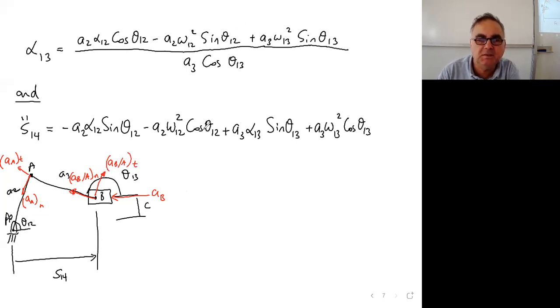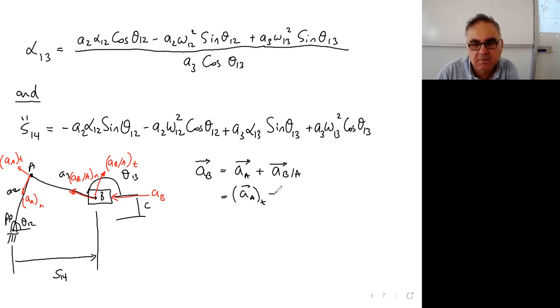And as we know, we can write AB is equal to AA plus AB relative to A, which can also be written as AA tangential plus AA normal plus AB relative to A.